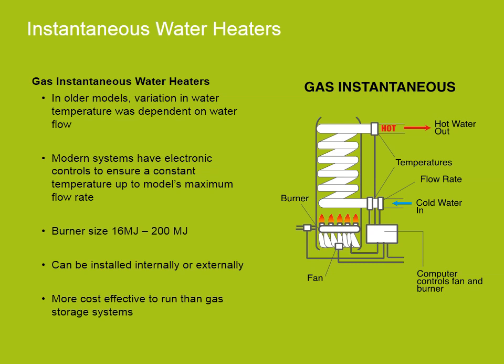In older gas instantaneous water heater models, the water temperature varied depending on the water flow. The more cold water running through the heat exchanger, the lower the temperature. However, modern systems have electronic controls to ensure a constant temperature up to the model's maximum flow rate. The temperature will only drop if water is drawn at a higher rate than max flow rate. Since there are no tank losses, they are more cost-effective to run than gas storage systems.